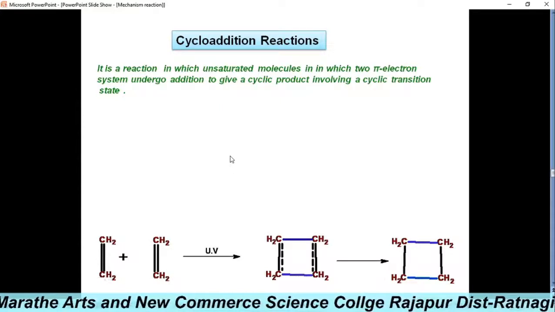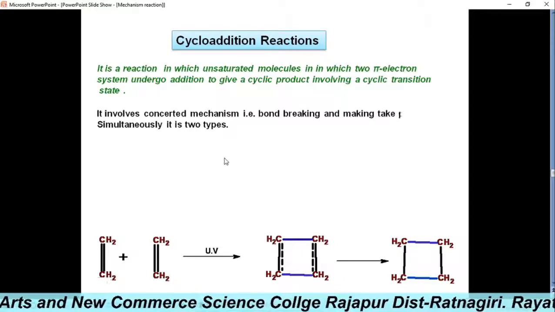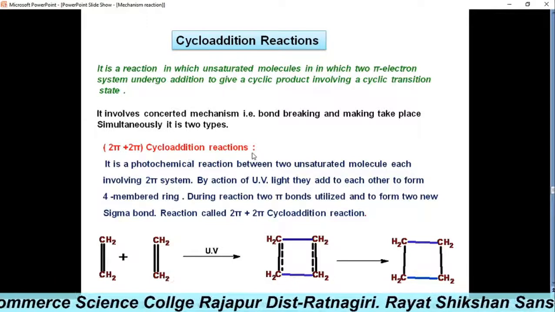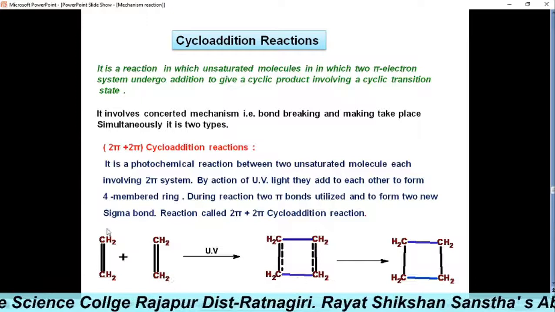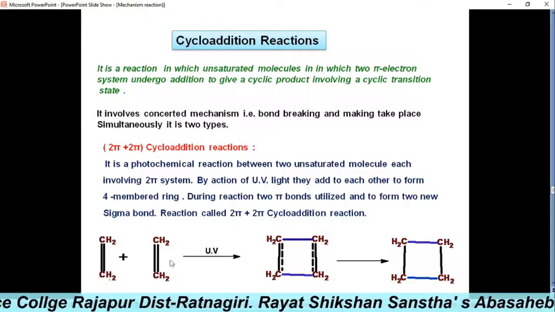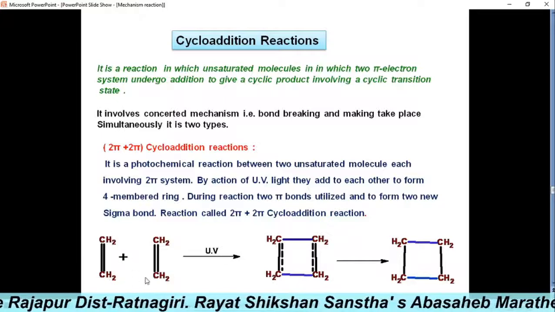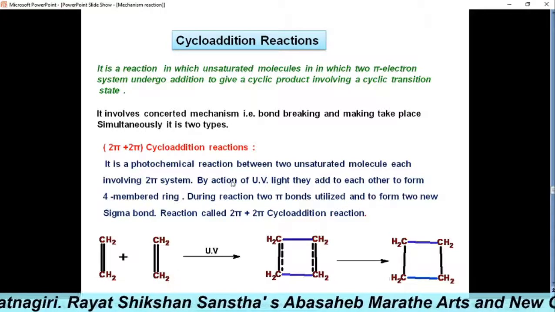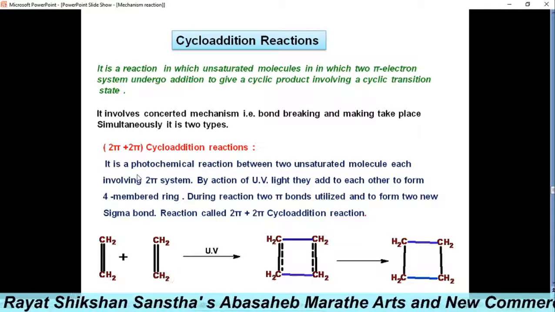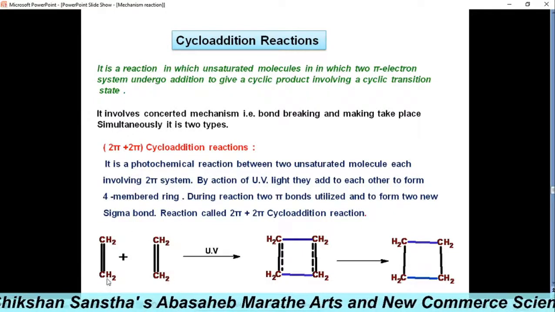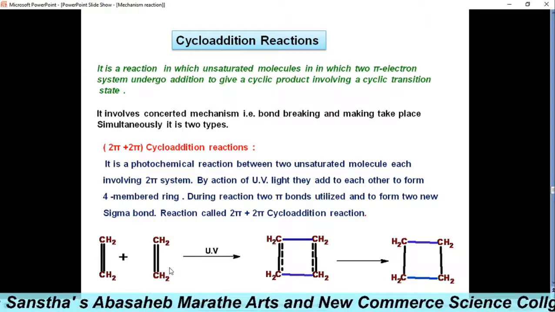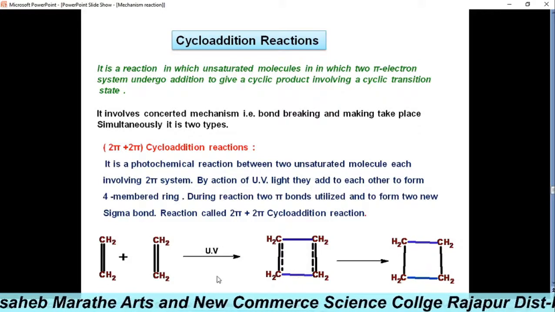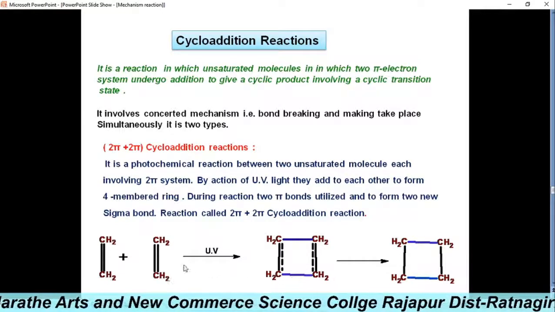There are two types of cycloaddition reaction. The first is the 2 pi plus 2 pi cycloaddition reaction. 2 pi means this is a 2 pi component and this is also 2 pi. 2 pi plus 2 pi cycloaddition reaction. In this cycloaddition reaction, the photochemical reaction takes place between two unsaturated molecules having a 2 pi electron system, and by the action of UV light they add to each other.